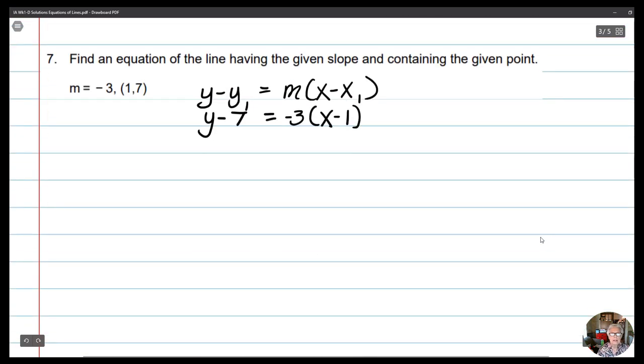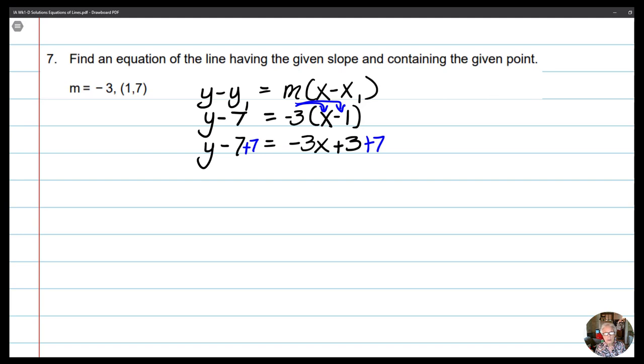Okay. Now I'm going to distribute the negative 3. y minus 7 equals negative 3x. Now be careful here. Negative 3 times negative 1 is positive 3. Then I'm going to add 7 to both sides of the equation, so that negative 7 plus 7 is 0, which leaves me with y all by itself equals negative 3x plus 3 plus 7 is plus 10. And there is the equation of your line.